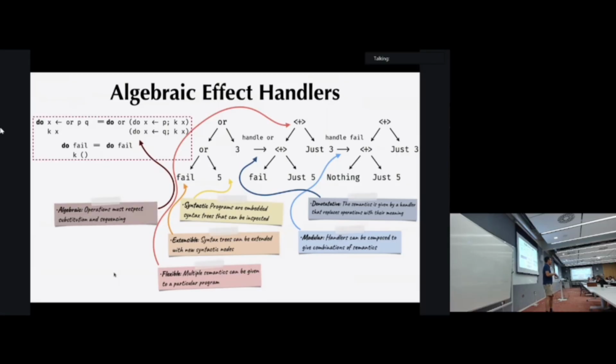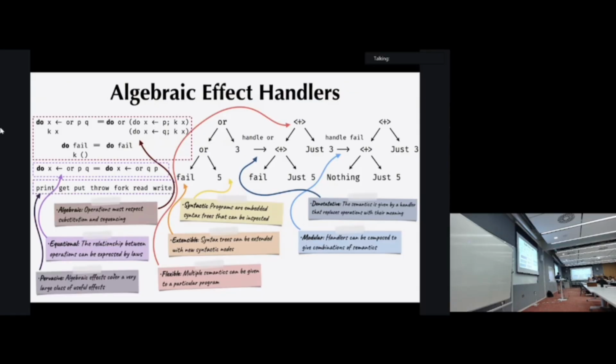Well, we probably have an unholy bunch of hash ifdef C statements that do pragma injections, depending on what flags you want enabled, right? That's not the way we should be coding at all. It should be much cleaner than that, and that's what the idea is behind this. Okay. They're equational, which means the relationship between operations can be expressed by laws, so we can understand what operations are in this sense.